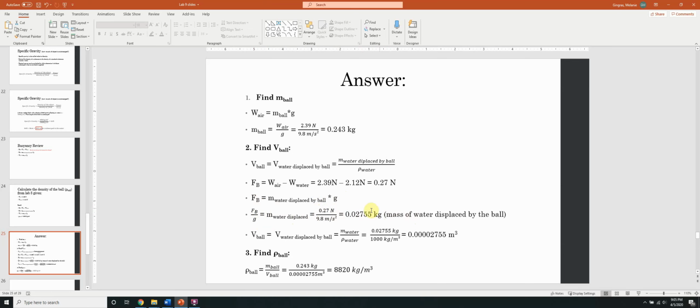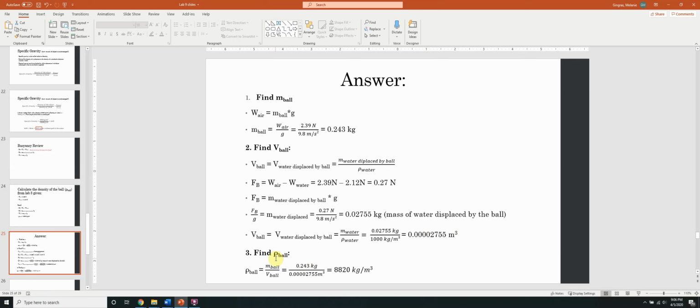Now, we know the density of water is 1,000 kilograms per meters cubed. We now have the volume of the ball, because it's the same as the volume of water displaced by the ball. That's exactly what Archimedes' principle says. So the mass of the water, 0.02755 kilograms, divided by the density of the water, 1,000 kilograms per meters cubed, gives the volume of the ball: 0.0002755 meters cubed.